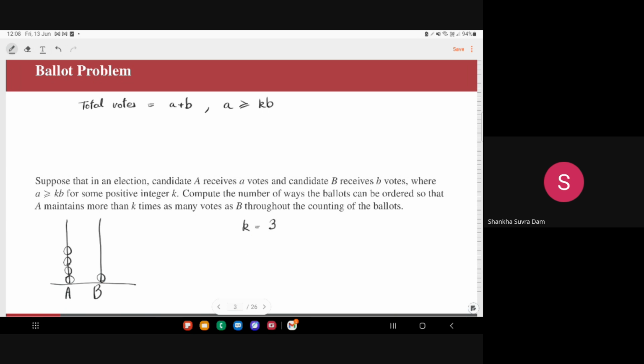Because at every step, we need the number of votes for A to be greater than 3 times the number of votes for B. And now if another voter comes, they cannot vote for candidate B. They have to vote for candidate A instead. We want to compute the number of ways this can be done.